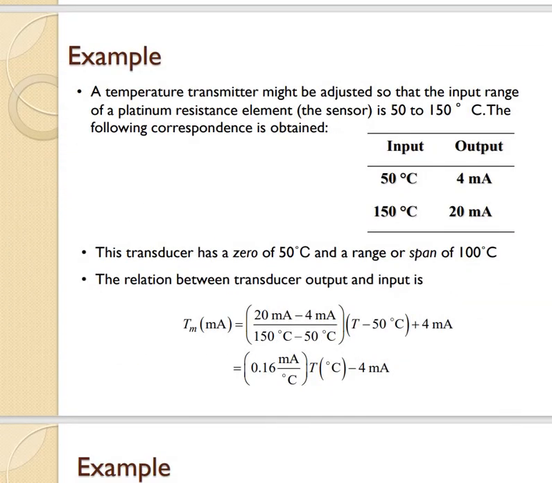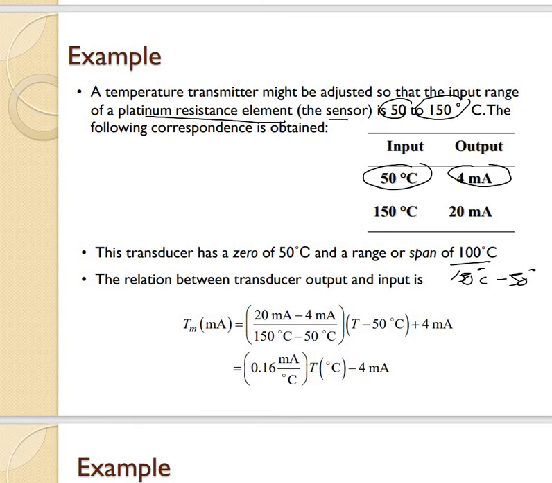So we have a temperature transmitter that can be adjusted so that the input range of the platinum resistance element sensor is from 50 to 150. So the following correspondence is obtained. The zero for this temperature transmitter is 50 and the span is 100. Remember, the span is the maximum value minus the zero. So we have 100 degrees Celsius. The 0% is equivalent to 4 milliampere.